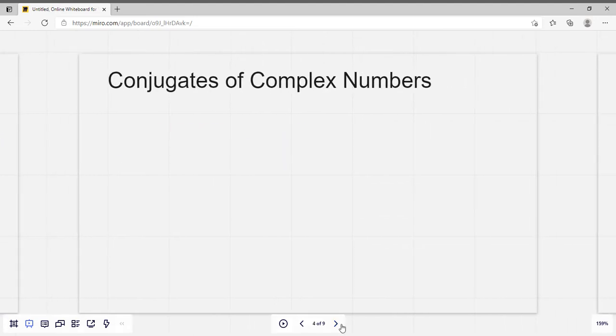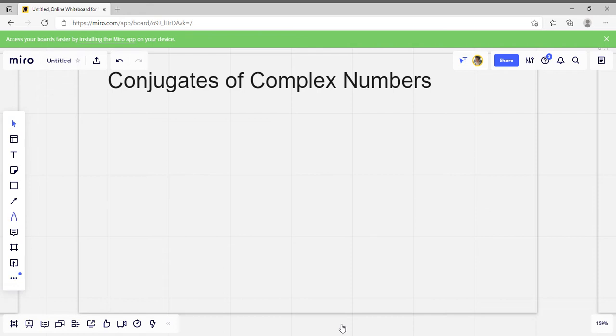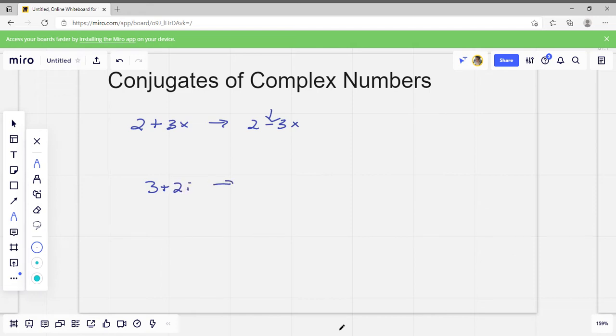Conjugates of complex numbers. We remember that a conjugate is when you have two terms and there's a plus or a minus sign in the middle. The conjugate of that, like say 2 plus 3x, would be 2 minus 3x. We're just changing that sign in the middle right there. The conjugate of a complex number would be, if you had 3 plus 2i, its conjugate would be 3 minus 2i. And we've already learned that as well.